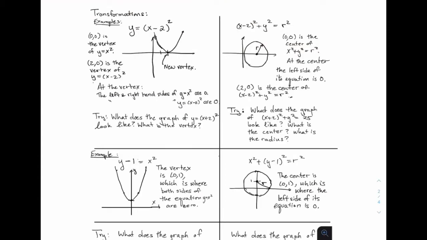So consider the equation given by this. The difference between that and the original equation is we have just subtracted 2 from x. 2, 0 is the vertex of the new parabola. We can check this by using a T-chart. I'm going to pick convenient points.